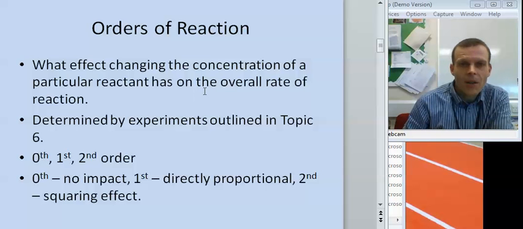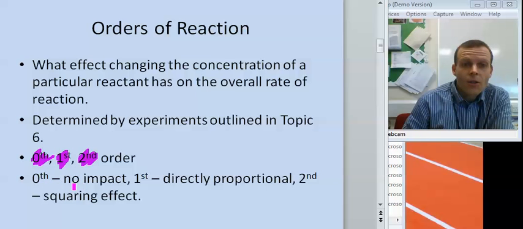Because it turns out, depending on the mechanism, changing these concentrations has a different impact on the rate of reaction. And so we've seen that we can work out these rates in topic 6. And there are 3 orders of reaction that we need to be familiar with: 0th, 1st, and 2nd. Now, if we describe a reactant as being 0th order, its concentration doesn't affect the rate of reaction.